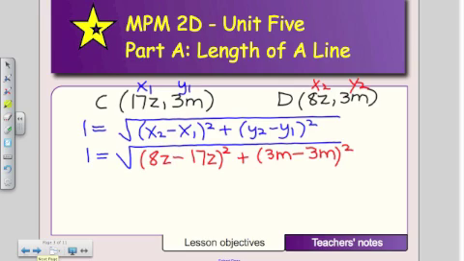If you take this further, the length is equal to, what is 8z minus 17z? What is that going to give me? 8 minus 17.